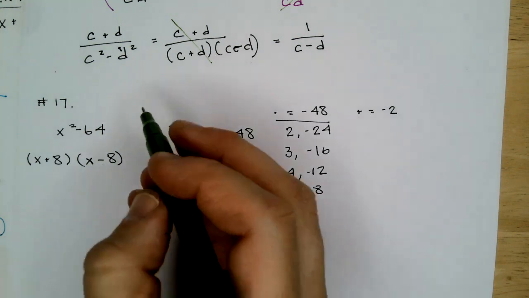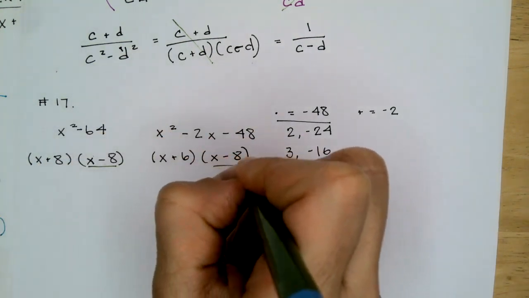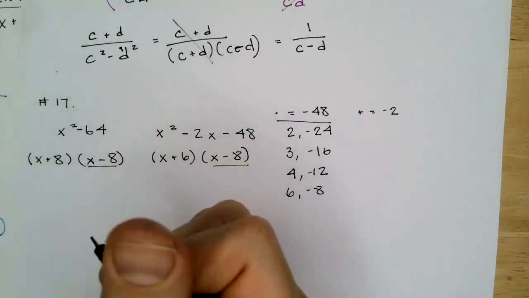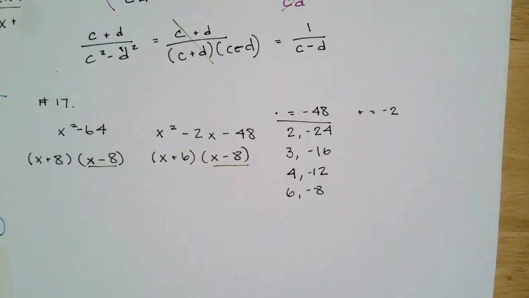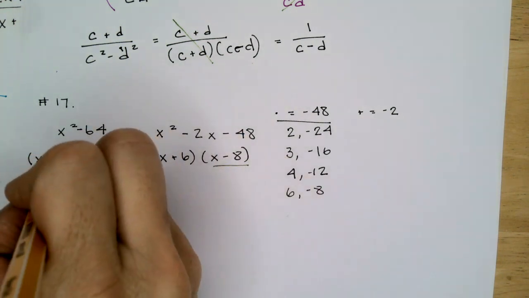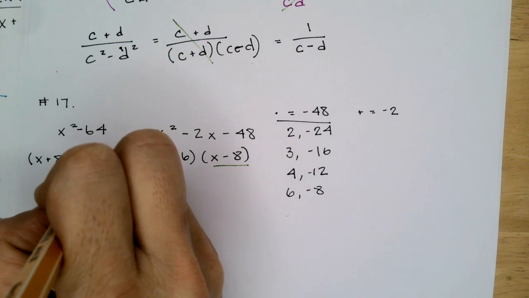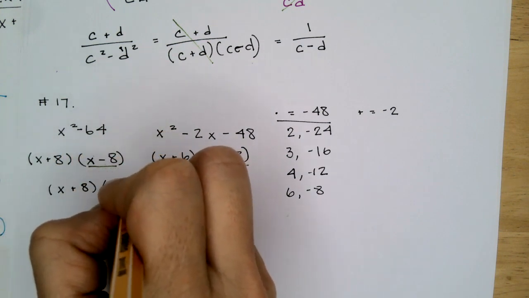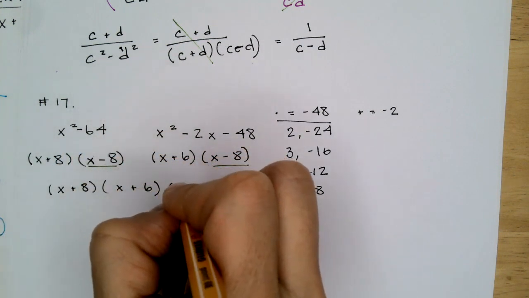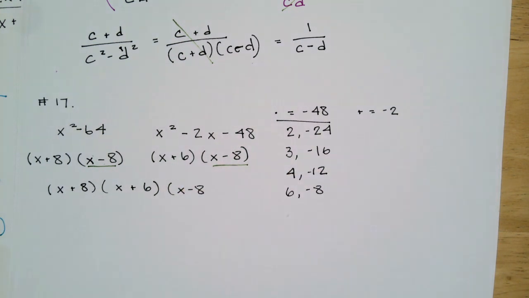You don't need to write this one twice. So I would say the least common multiple of these two polynomials is x plus 8, x plus 6, x minus 8.